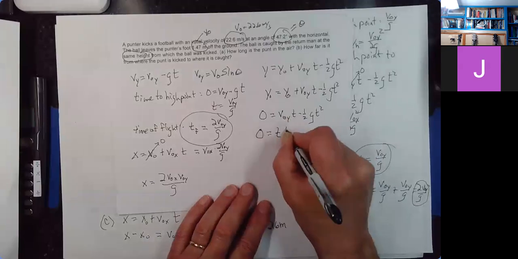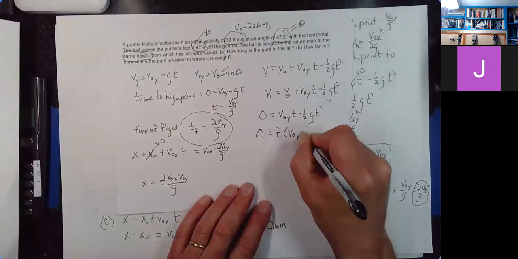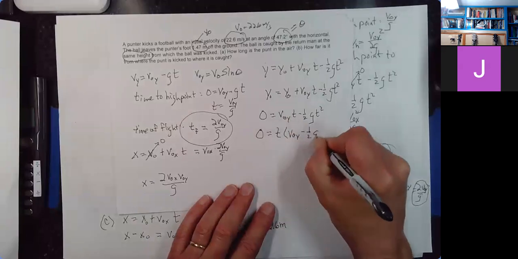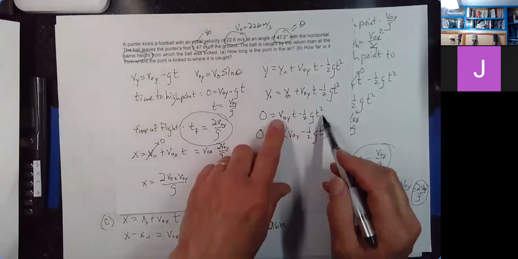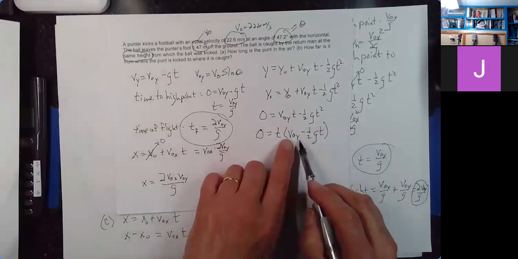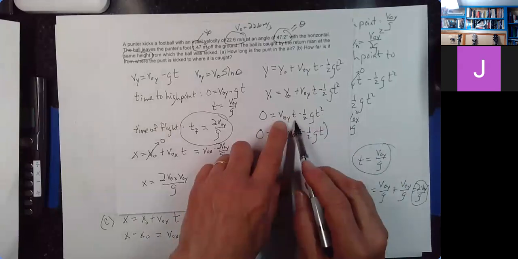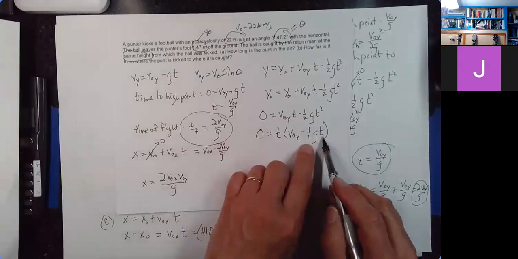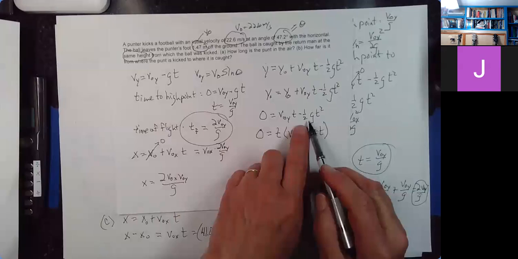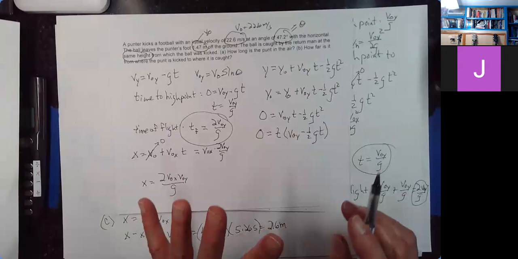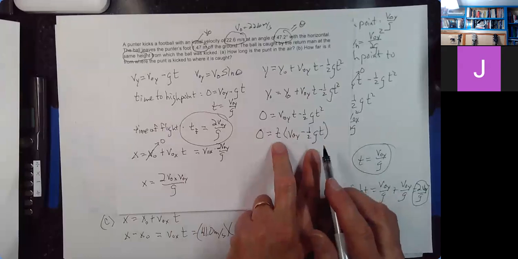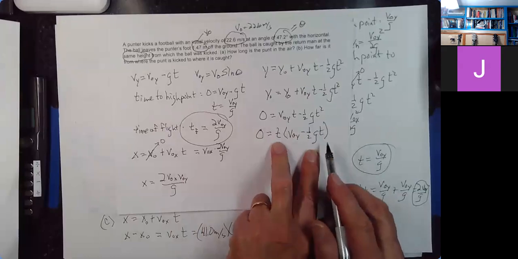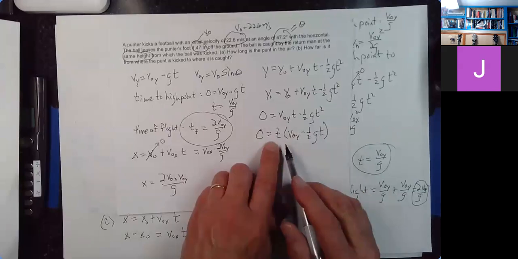I will get 0 is equal to t times (v naught y minus 1/2 g t). And imagine if you multiplied this t back through, would it reproduce that? Well, t times v naught y will give you v naught y t. T times minus 1/2 g t will give you minus 1/2 g t squared. So when you have two numbers multiplied together that equal 0, this is something you learned in factoring in algebra class, then either this is 0 or this is 0.